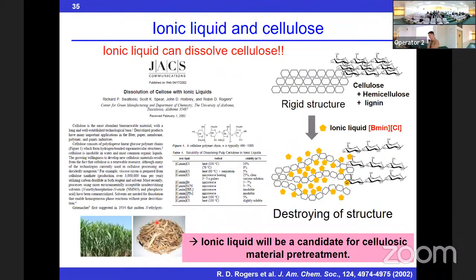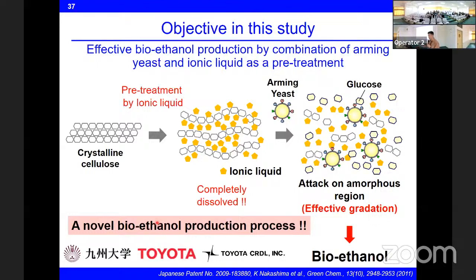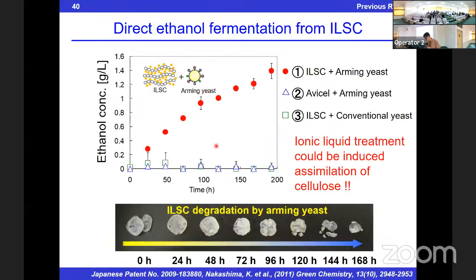And after that, we also applied this technology to another biomass pretreatment system, the ionic liquid biomass pretreatment. This is also our publication. I skipped some of the slides, but fortunately, by combining the arming yeast with ionic liquid treated biomass, we could observe a good degradation profile of the biomass by using the arming yeast, as you can see here.